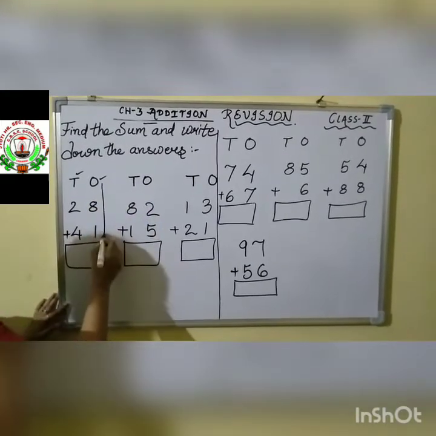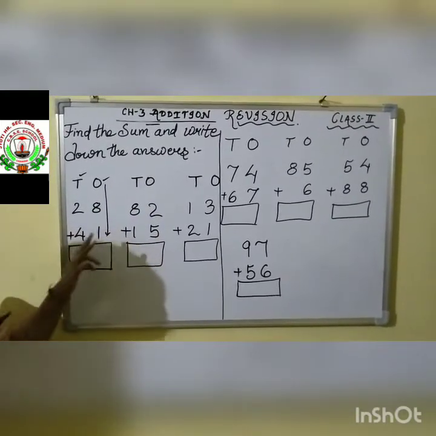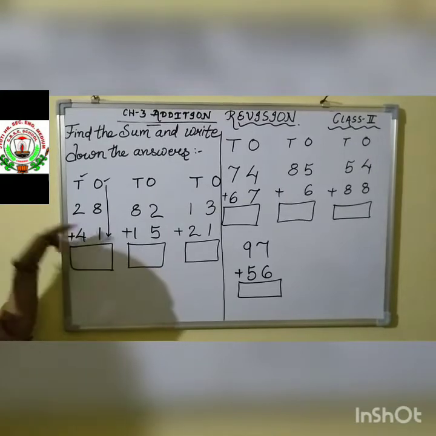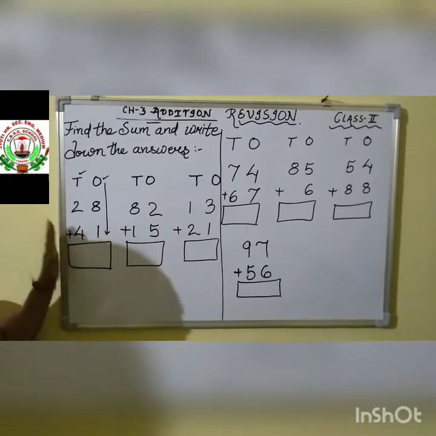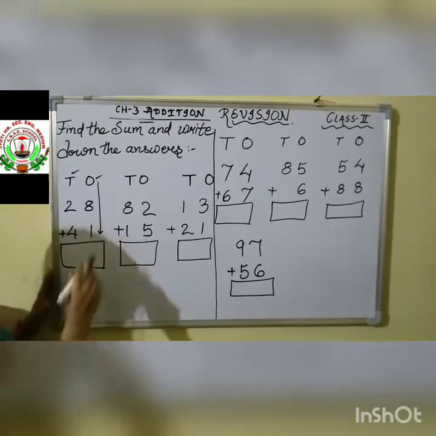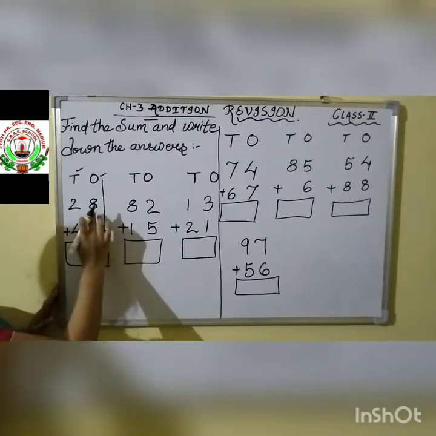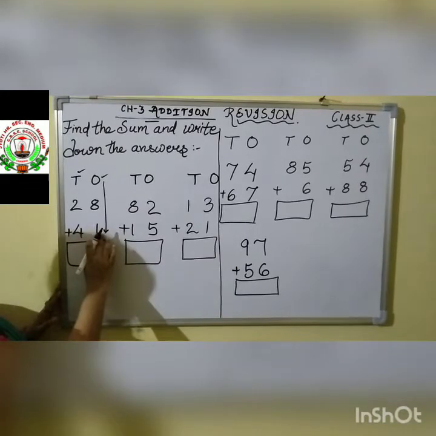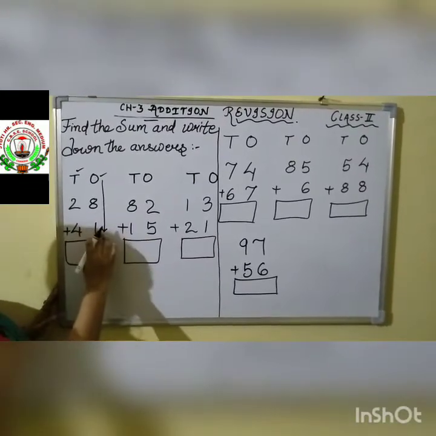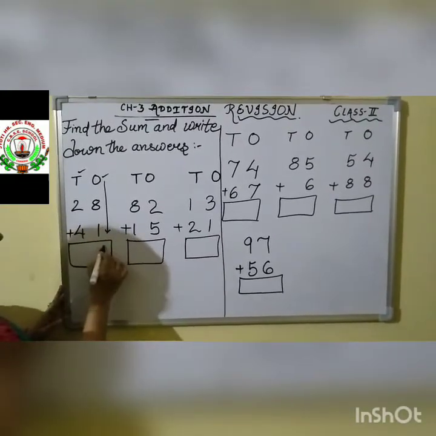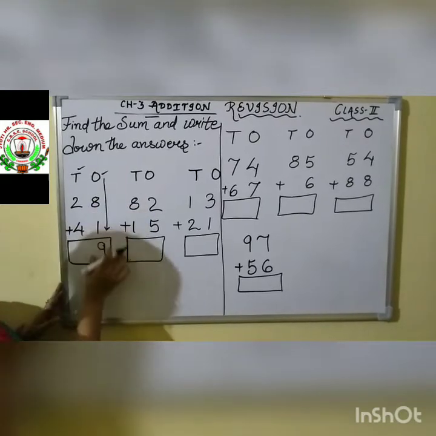Starting from the ones place, children. Always start from the ones place, then go to the tens place, and then if the hundreds place is also given, we will do that one also. See, in the ones place we have 8 and 1. Can you tell me, 8 plus 1, what answer comes? 9. Okay, write it down under the ones column like this.